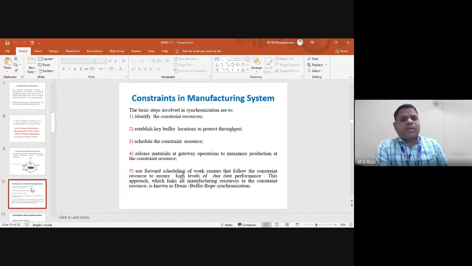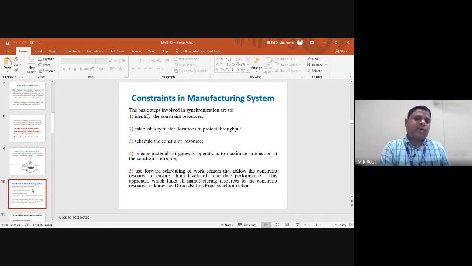So in case of constraints in a manufacturing system, there are five basic steps involved. As I told, the first one is identify the constraint resources, then establish key buffer locations to protect throughput, then schedule the constraint resources, release material at the gateway operation to maximize production at the constraint resources. And the last one is use forward scheduling for work centers that follow the constraint resources to ensure a high level of due date performance. So this approach, which links all manufacturing resources to the constraint resources, is known as drum buffer rope synchronization. I will explain that one.